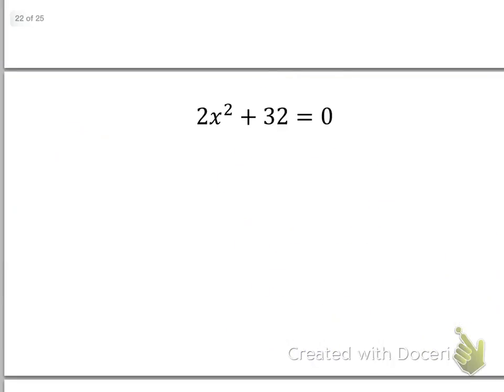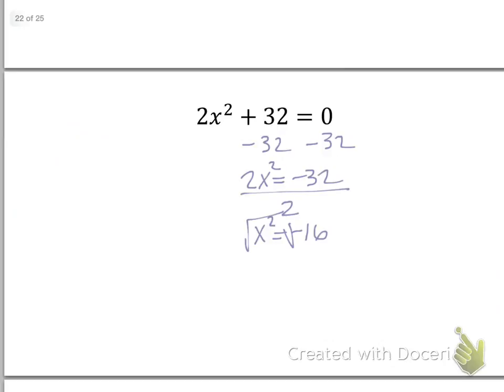Alright, if I were solving this, I'm going to subtract 32. So I got 2x equals negative 32. Divide everything by 2, so negative 16. And then square root both sides. So this is going to look similar to what we have been working with, where there's a negative. But I want this simplified. So let's go ahead and get that negative out of there. And let's simplify that 16.